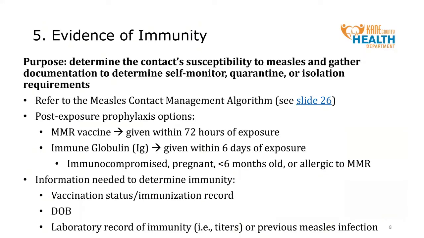These steps may include symptom monitoring, receiving post-exposure prophylaxis, or even quarantine or isolation. So it's important that you really understand this step and how to initiate this process. The measles contact management algorithm breaks down the method to determining immunization status, recommendations, and requirements, and can be found at the end of this presentation. However, we will break the algorithm down for you to understand over the next several slides.